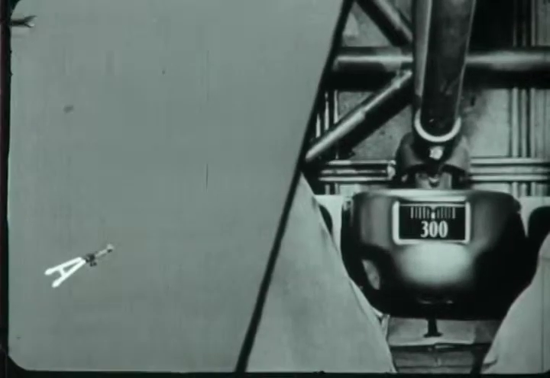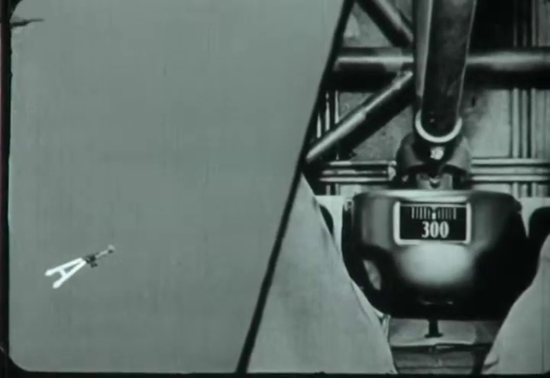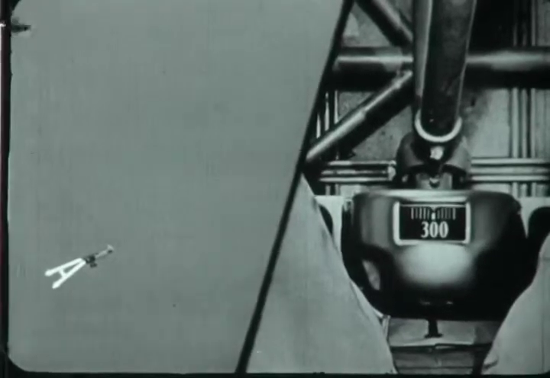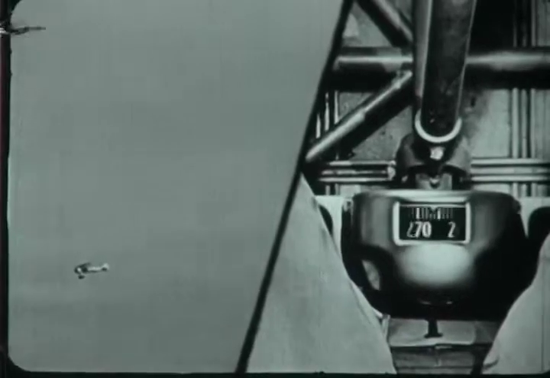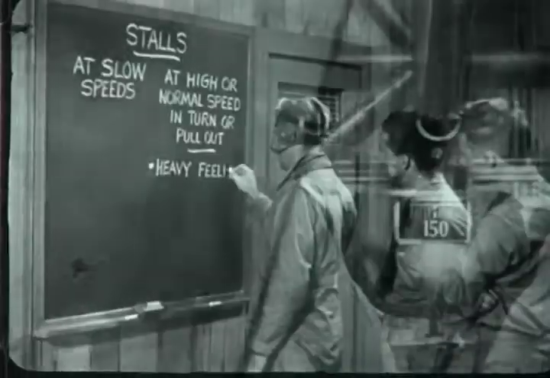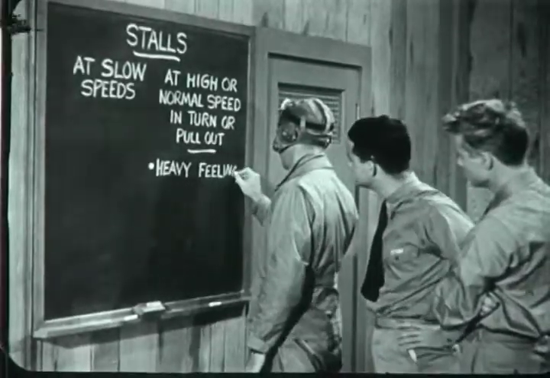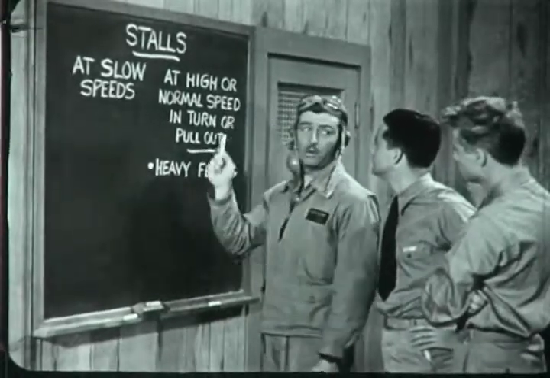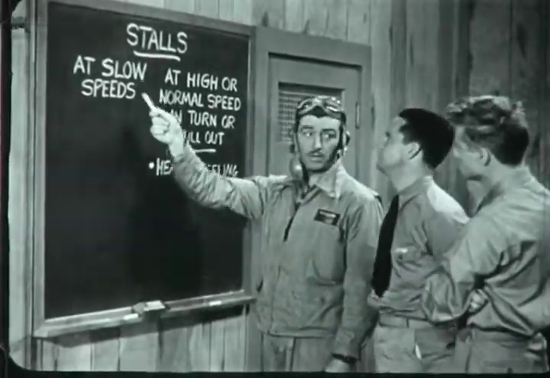Also, the sharper your pull out, the greater your angle of attack, and the nearer you are to the stalling angle. So that feeling of heaviness can tell you a lot about your angle of attack. The heavier you feel, the nearer you are to the stall. So we can put down that heavy feeling as a stall warning. It is present only in turns or pullouts and is a warning only for stalls at higher normal speeds. It does not apply to slow speed stalls.